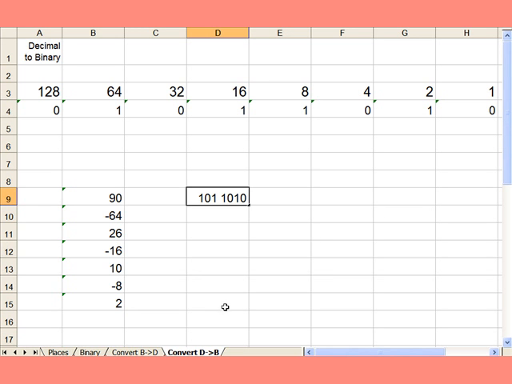Okay, so now what we see is we have the same result as we had the last time, luckily, going from binary to decimal and from decimal to binary.